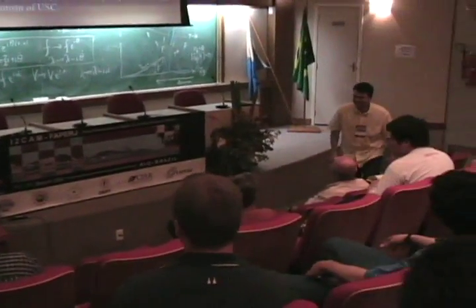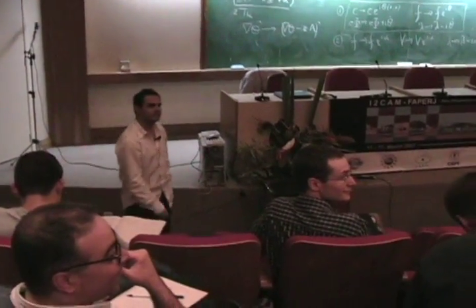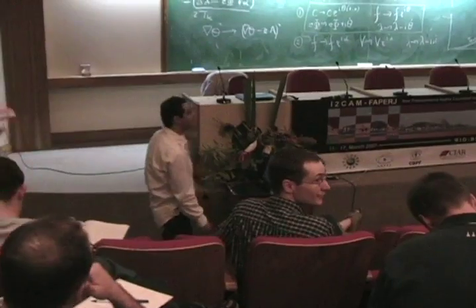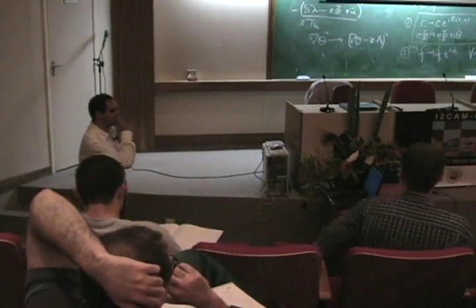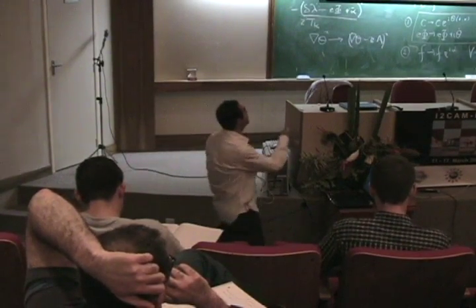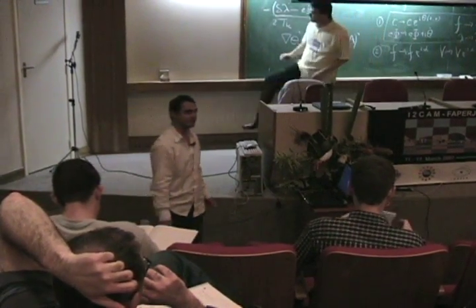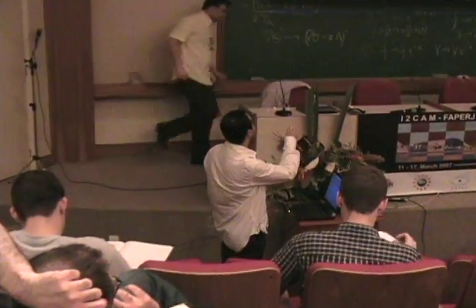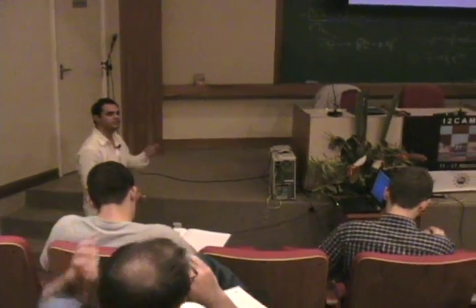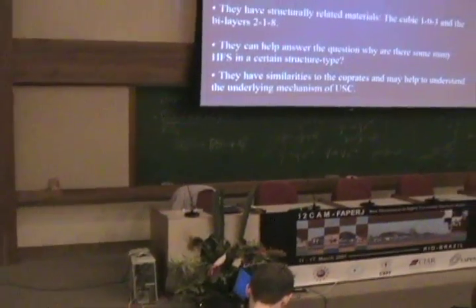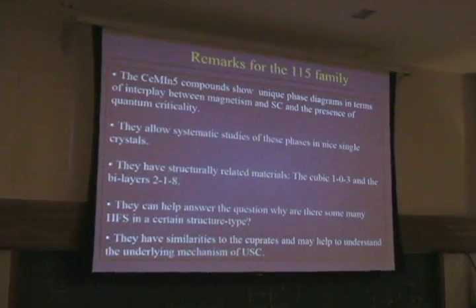Okay, so I will start with the final remarks about the 115 family in the second part of my talk. I hope I convinced you in the first talk that the 115 compounds have unique phase diagrams in terms of Heavy-Fermion superconductivity. They give us the opportunity to experimentally tune between magnetism, Heavy-Fermion superconductivity and quantum criticality in this system, in very nice crystals.